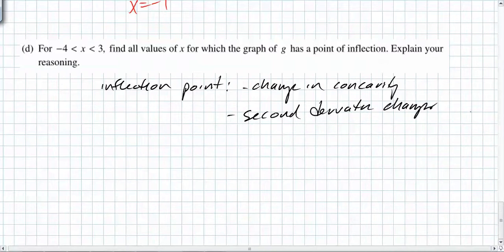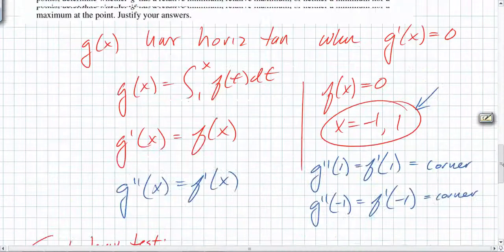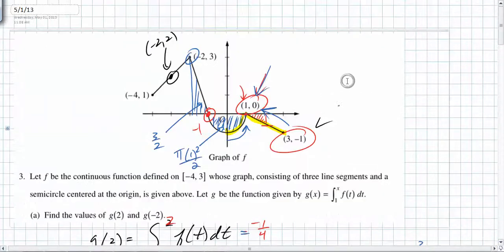Just because it's 0 doesn't mean it's going to change sign. Just because the second derivative is 0 doesn't mean it's going to change sign. But don't you use that as a first step? It is necessary, but it is not sufficient. If you say the point of inflection is where a graph has a second derivative equaling 0, you are wrong, because that is not always true.